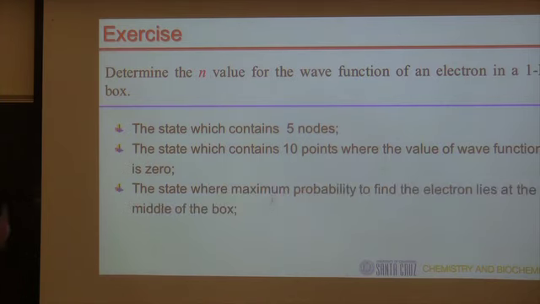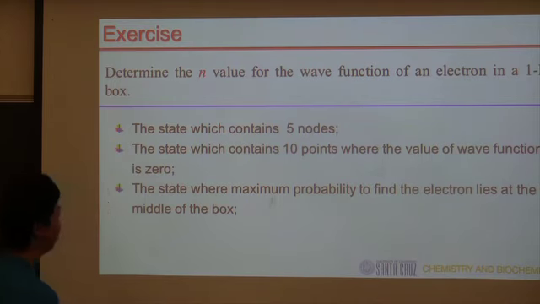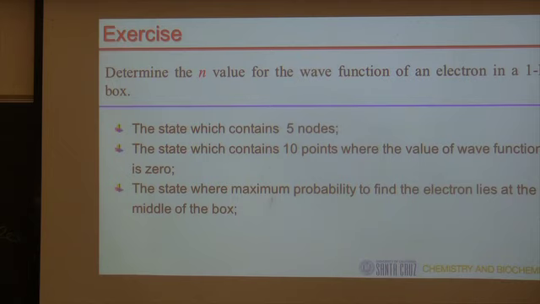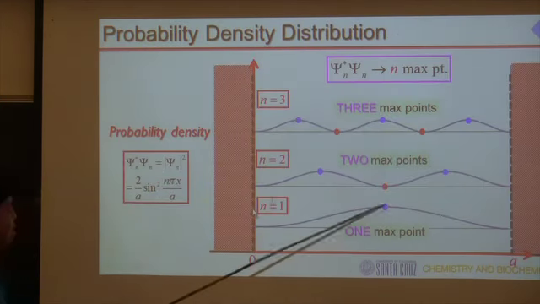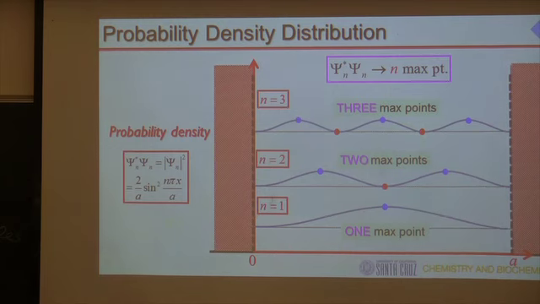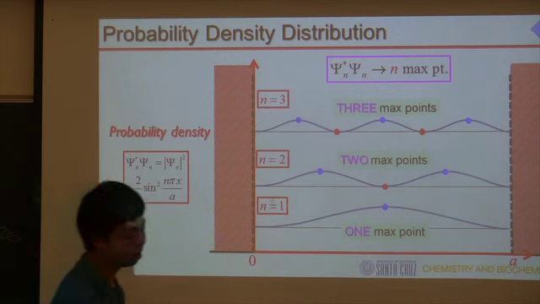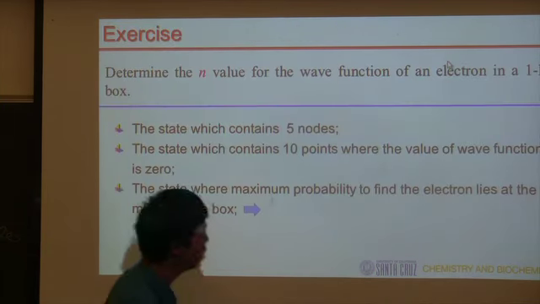Alright. Third one, the state where the maximum probability to find the electron lies at the middle of the box. n equals 1. But doesn't n equals 3 also? We can find some maximum probability at the middle. And of course, n equals 5, n equals 7. They're all odd numbers. Okay, all the odd numbers for this.